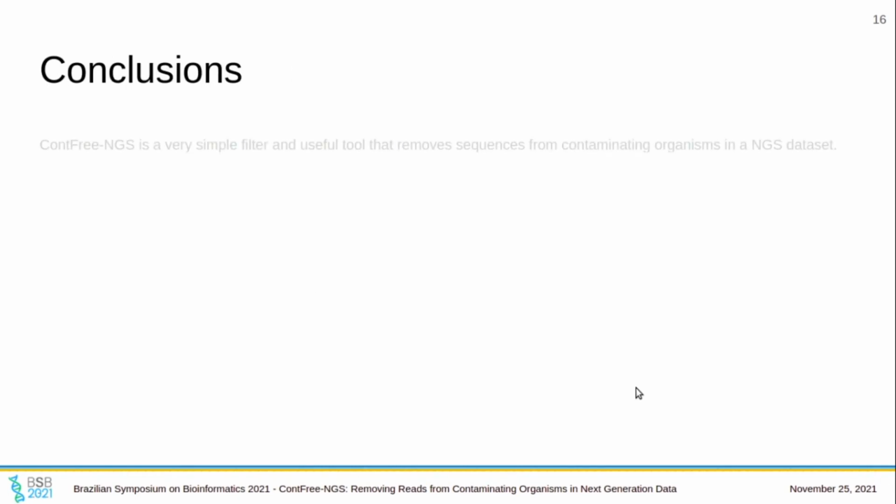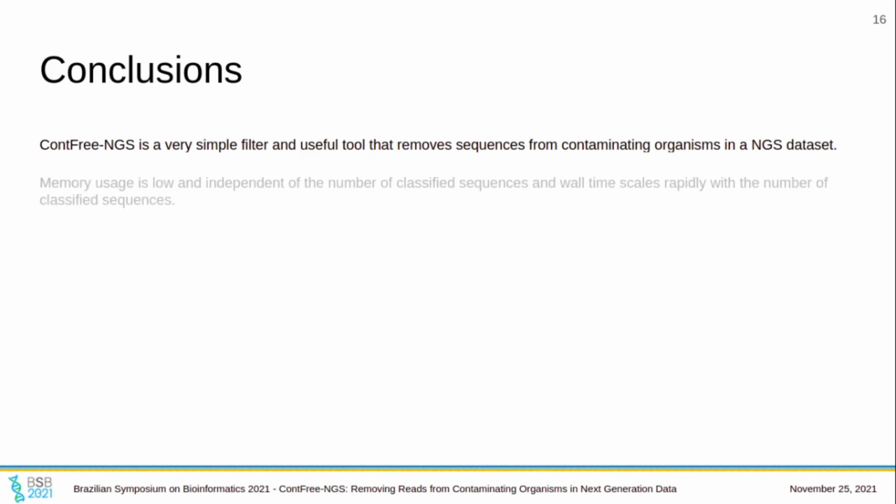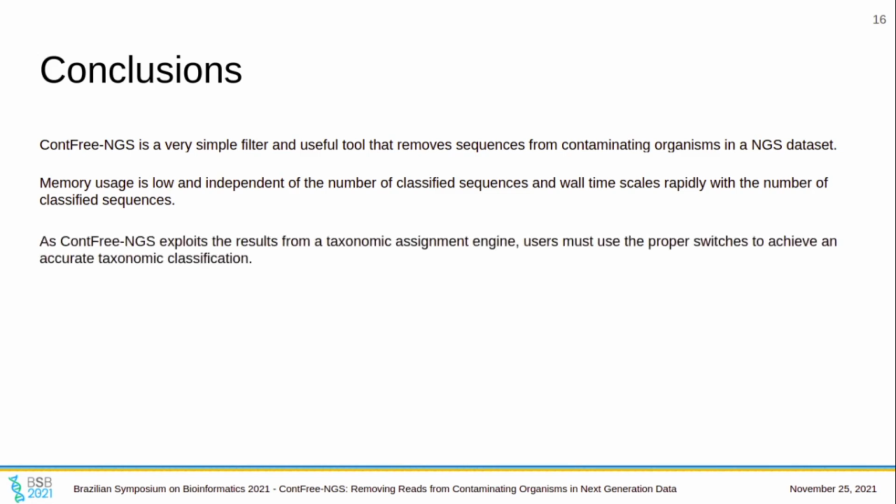And for the conclusions, ContFree-NGS is a very simple and useful filter tool that removes sequences from contaminating organisms in NGS datasets. Memory usage is low and independent of the number of classified sequences, and the wall time scales rapidly with the number of classified sequences. And as ContFree-NGS exploits the results from a taxonomic assignment engine, users must use the proper suite to achieve an accurate taxonomic classification.